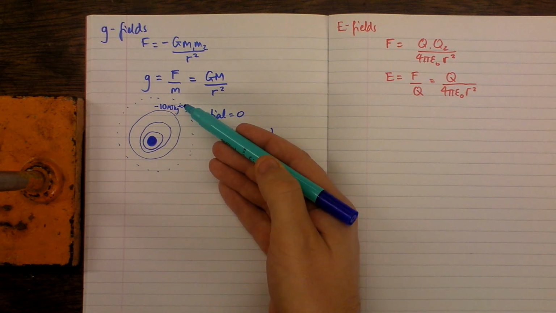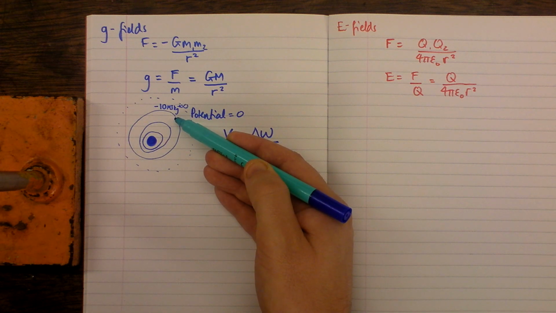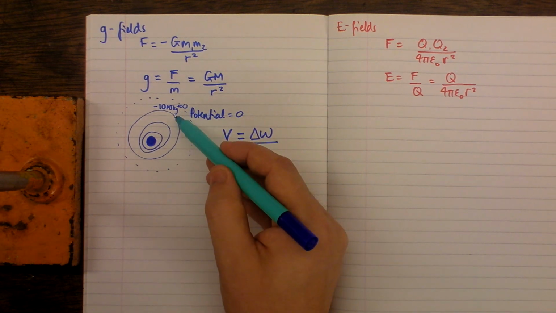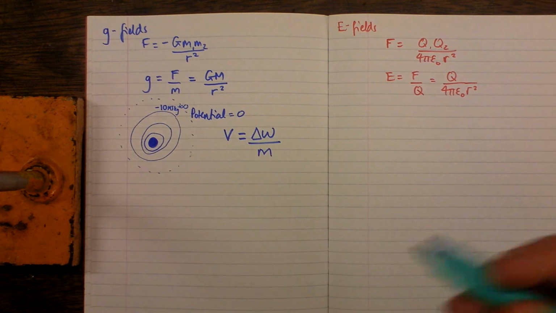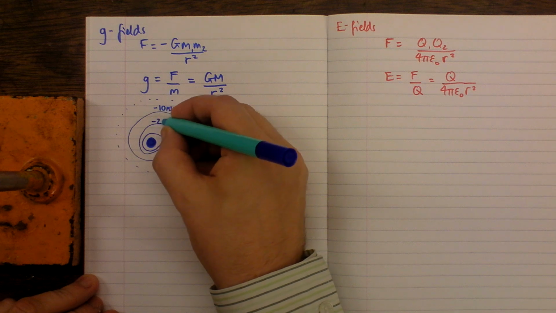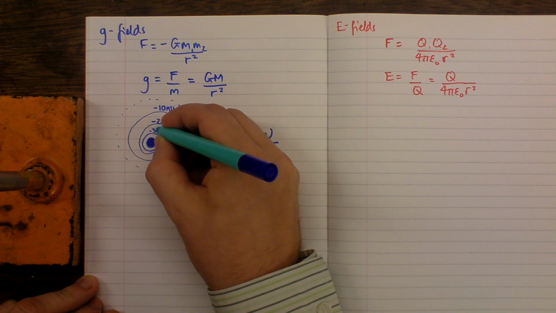So this body would lose energy, it would lose potential energy as it fell to that distance. Conversely, it would take 10 megajoules per kilogram to lift it up to infinity to free it from the field of the planet. We could call this one minus 20 and this one minus 30.